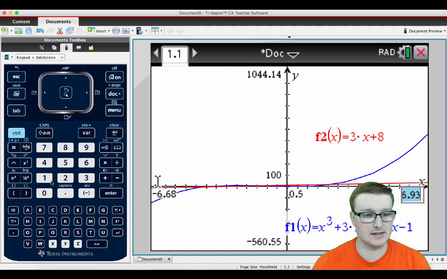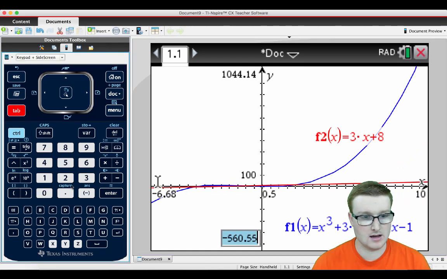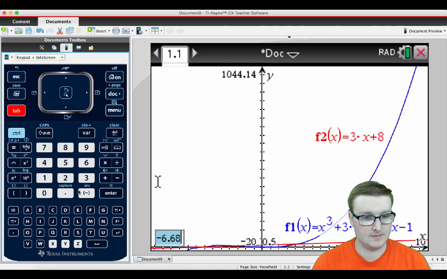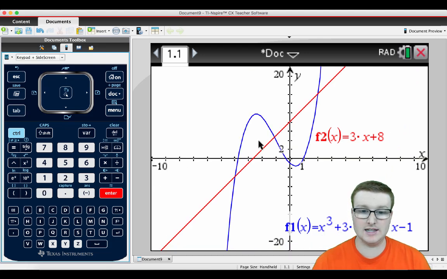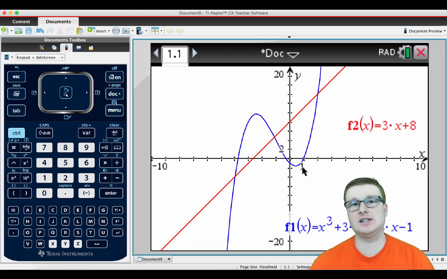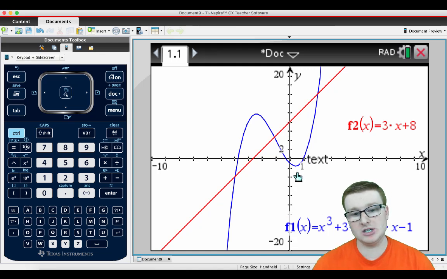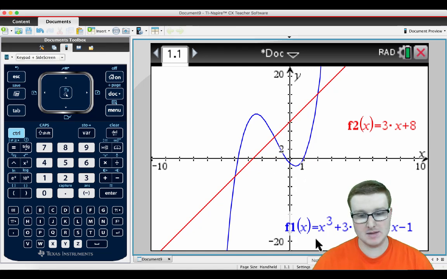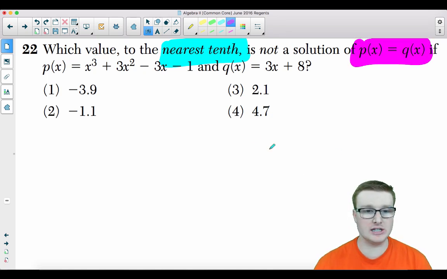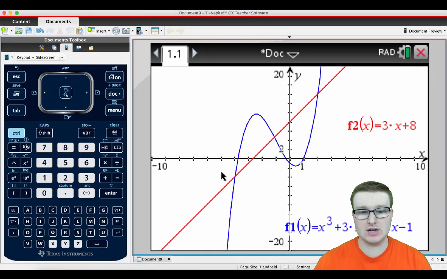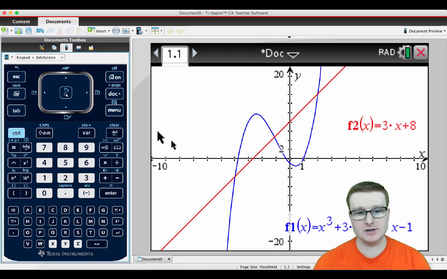Oh, you know what? Hold on a second. 10, negative 20, negative 10, and 20. All right, that's better. So I could see it. All I did is I just changed my window settings. So what I'm gonna do, and look here, people. It says which value to the nearest tenth is not a solution when these two functions are equal. Well, clearly one of these is the answer, because there's only 3 points of intersection on this graph. So what I'm gonna do is I'm gonna do menu.